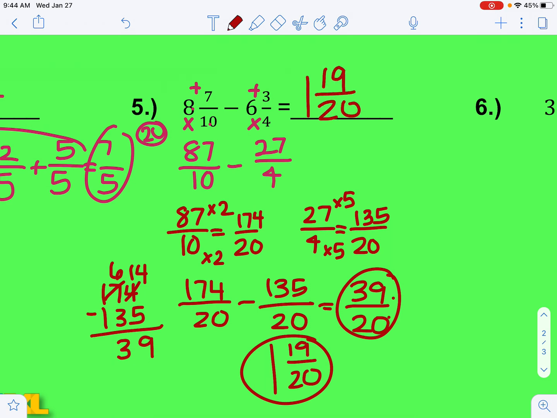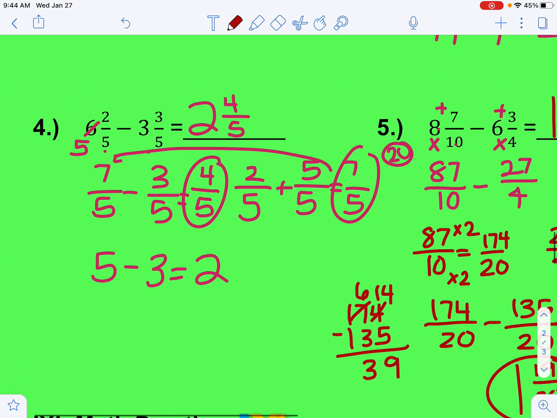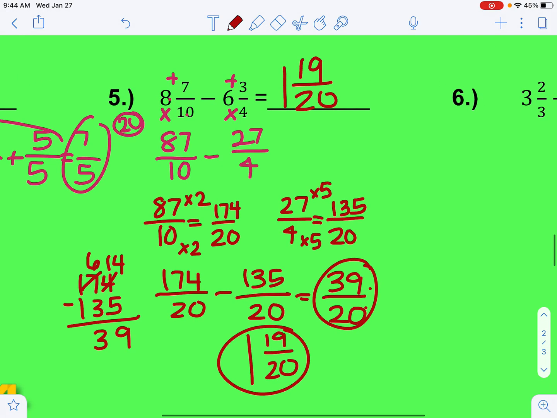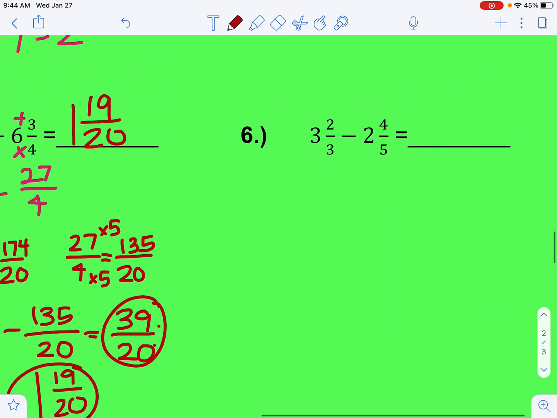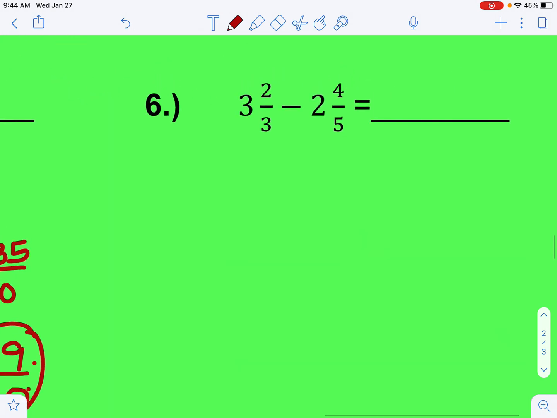Alright, so if that way did not make sense to you, if it didn't make sense converting it to an improper fraction first and then subtracting, and then converting it back to a mixed number, then I want you to stick with our way over here where we had to borrow. Okay, I'm going to do another example of converting to an improper fraction. So let's look at number 6. This is our last problem for today.